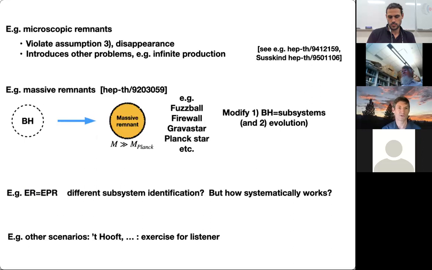If this is the picture, then we're modifying the statement that black holes are subsystems. You have a different kind of subsystem structure. And of course, you're modifying the form of the evolution. Another popular story has been ER equals EPR, which suggests a different subsystem identification, but there's a question in my mind of how that really systematically works. Then there are other scenarios, some advocated by 't Hooft, various others, again, some mentioned at this meeting. Those are left as an exercise for the listener.